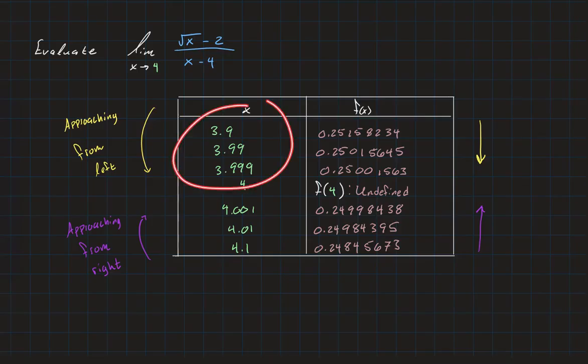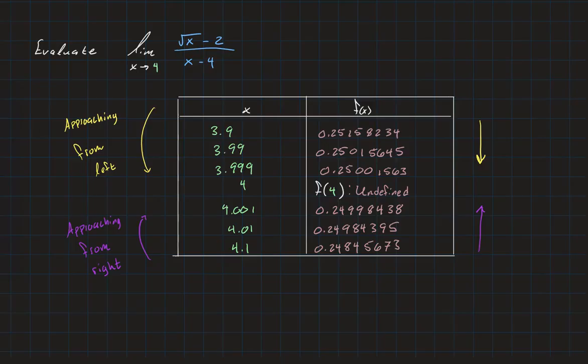So if I look at this part of the table, my values are getting closer and closer to 4 from the left at 3.9, 3.99, 3.999. At 4, the function is undefined as usual. I can't actually plug 4 into this function because I'll have a 0 in the denominator. That's a problem. We can't have that. And on this side of the table, I'm approaching from the right, I have numbers to the right of 4, which is 4.1, 4.01, 4.001. We're getting closer and closer to 4 from the right side.